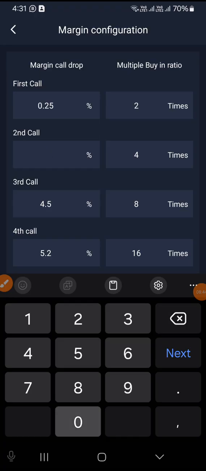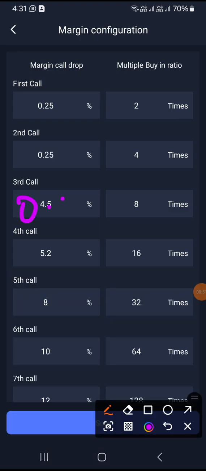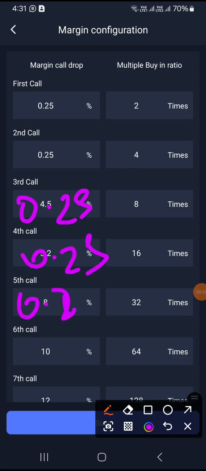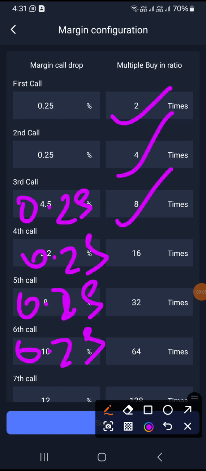Sorry, what am I writing? 0.25. Yes, so you keep on writing 0.25 from top to bottom. This one will be buying and selling more quickly than the first strategy. But this is how you can go about configuring these margin calls in both strategies. There are two strategies: one where you start with big capital, another where you start with small capital. Okay, thank you.